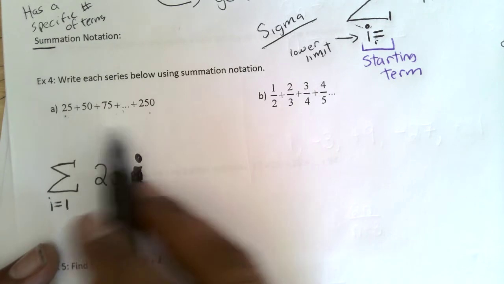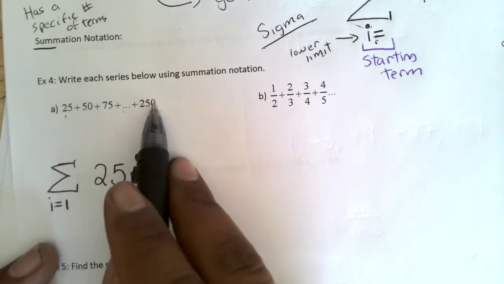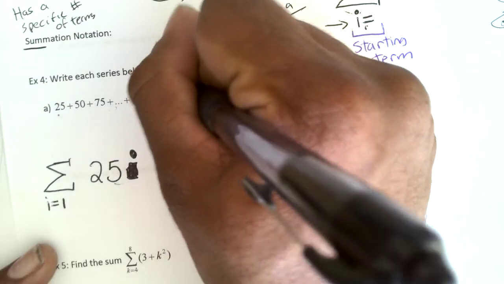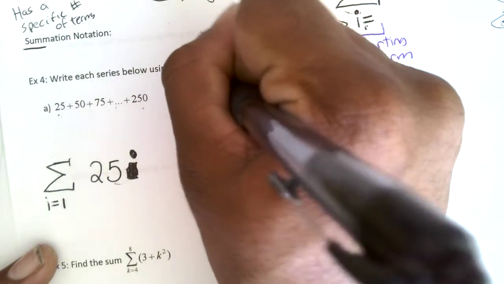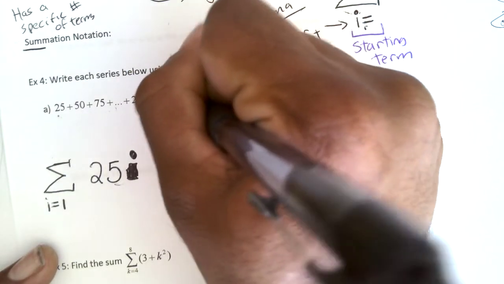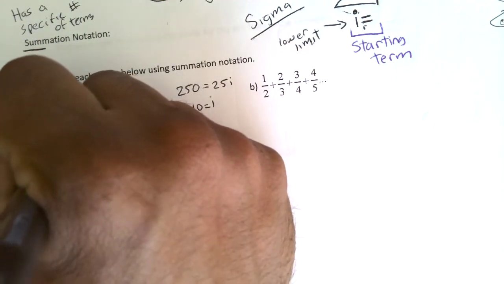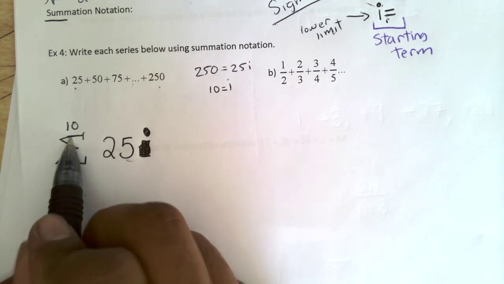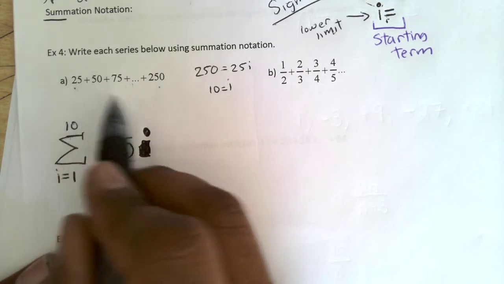Well, I can kind of do the math in my head here, because on top I need to say, well, what term am I ending on? Well, how would I get this? If I say, well, when will I get 250? When i equals 10. So I want to put 10 up here to say I'm starting on the first term, and I'm going up to the 10th term in this series.